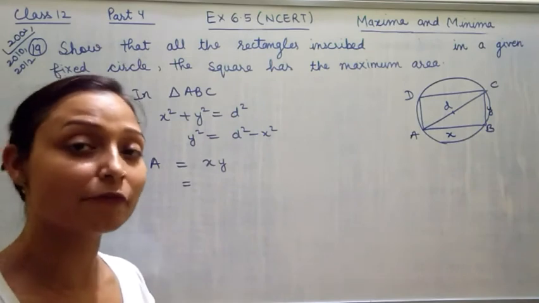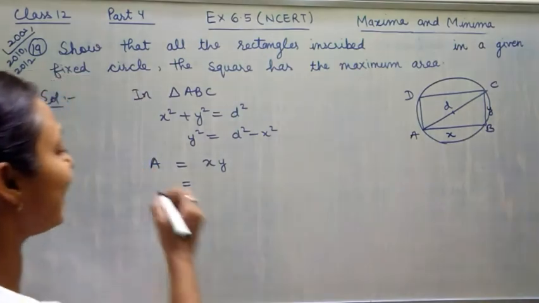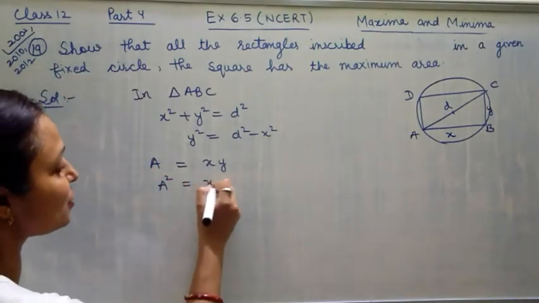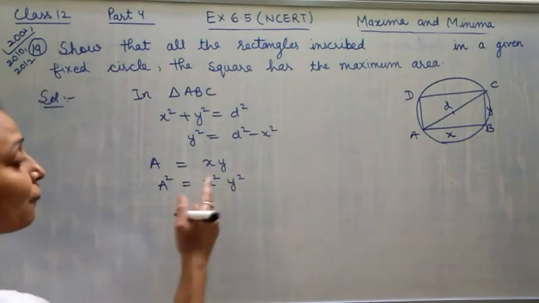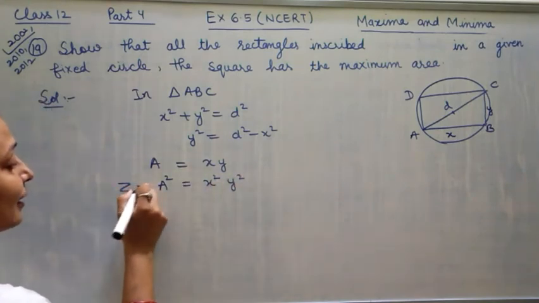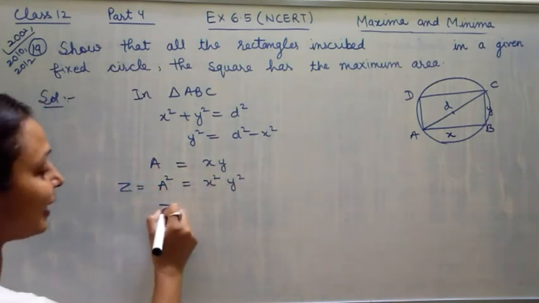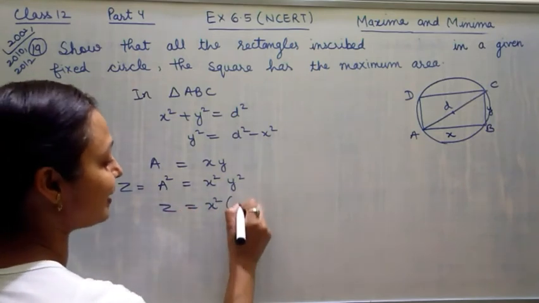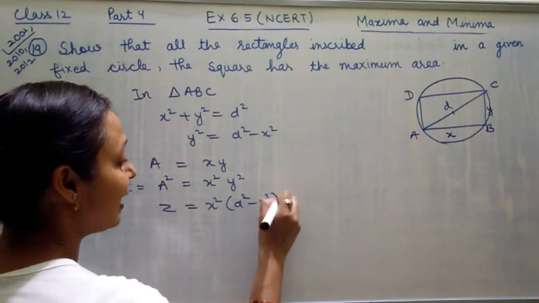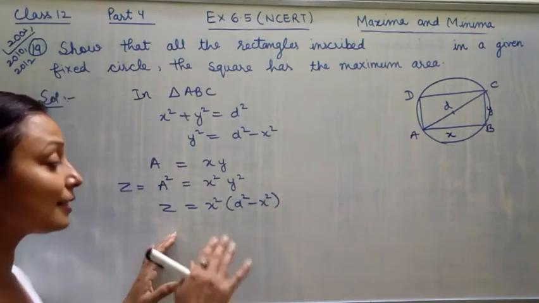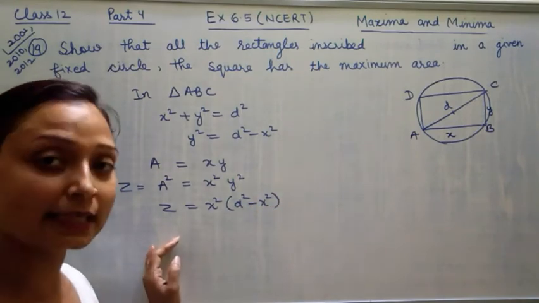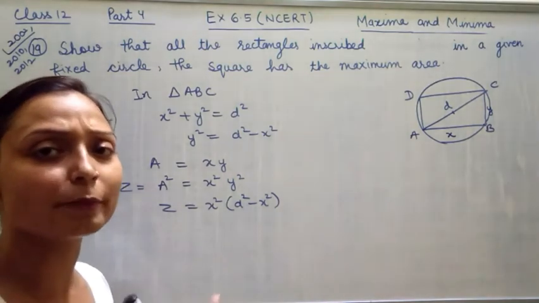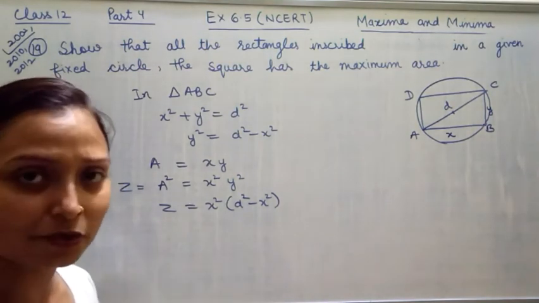I want to make it a very simple function, so I will take the square of these two. For taking the square, I will represent it by z. Z is equal to x square, and I will change the value of y square, that is d square minus x square. In this way the function becomes easy and the differentiation also becomes easy. There is less chance of error.